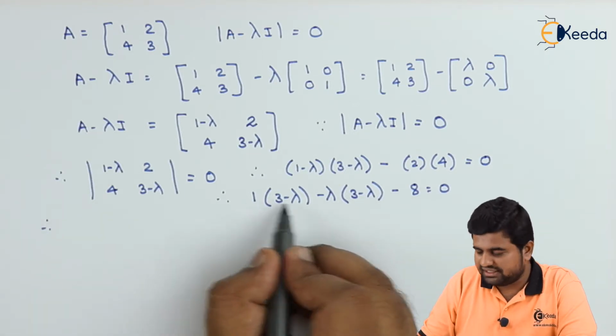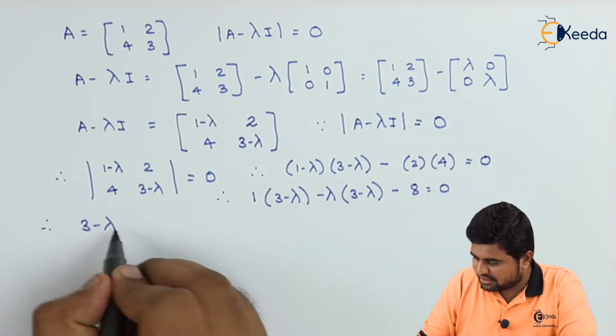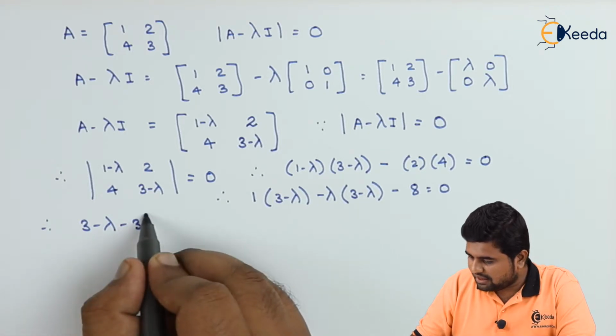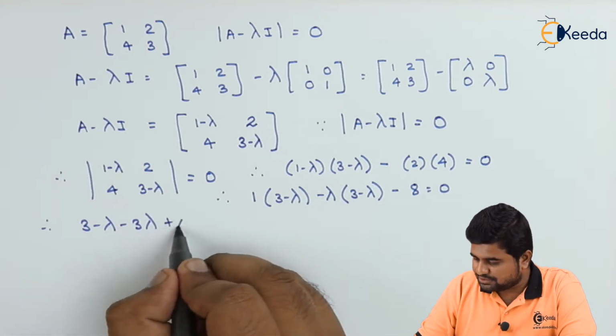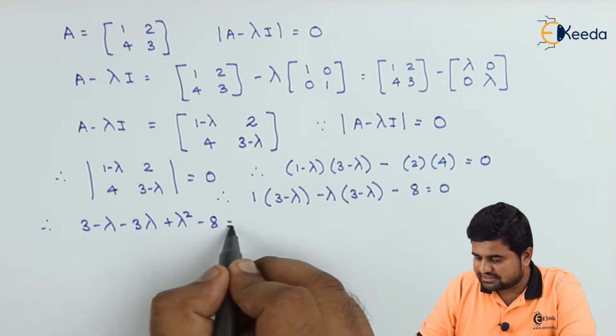Therefore, 1 into 3 minus lambda is 3 minus lambda, minus 3 lambda and minus lambda is plus lambda square, minus 8 is equal to 0.